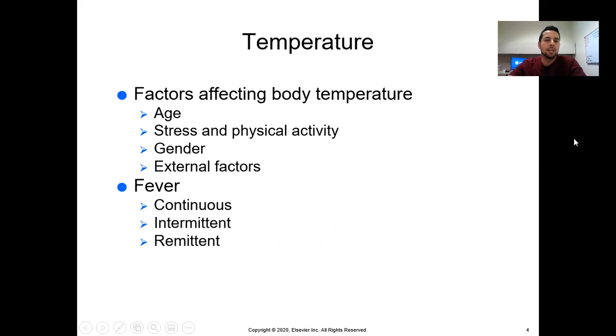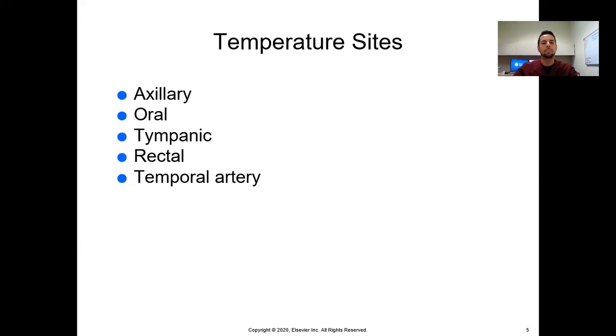All right, so getting into temperature, certain factors that can affect temperature: we have age, stress and physical activity, gender, and other external factors. Okay, also another sign is fever. So we have a continuous fever, intermittent, which is here and there, or remittent. With fevers, generally the range that we have is anything above 100.5. So we consider that patient febrile, and without a fever, it would be afebrile.